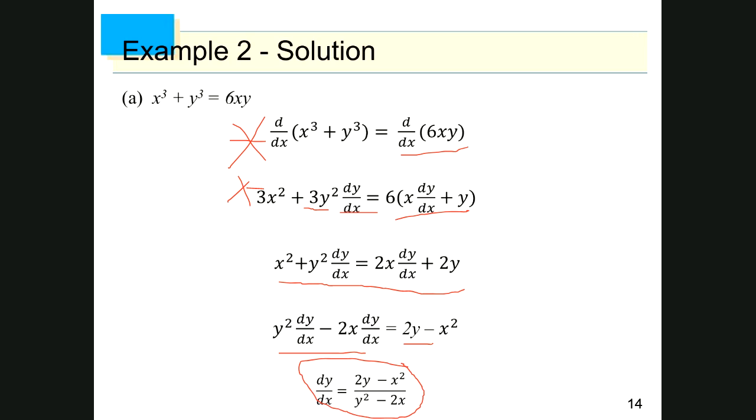When you do implicit differentiation, your final answer for dy/dx ends up having x and y in it, which tells you that you actually did implicit differentiation.